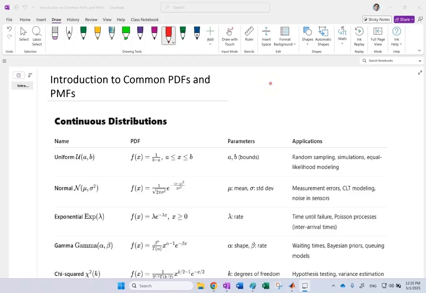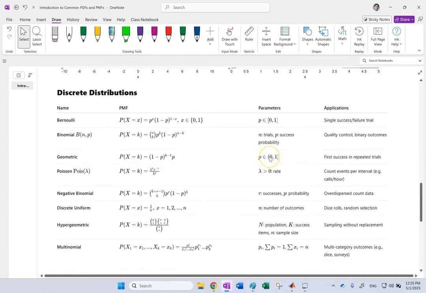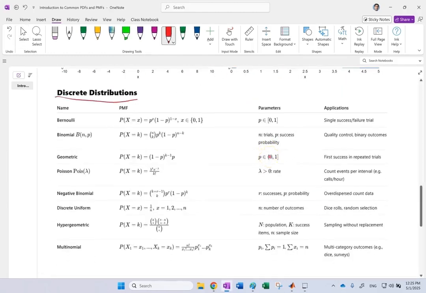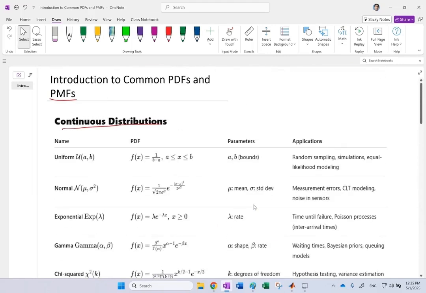Hello everyone. In this video, I want to briefly talk about different probability distribution functions, which are continuous distributions, and then probability mass functions, which are for discrete distributions. I just want to show you the general formula for them, their parameters, and briefly talk about their applications.